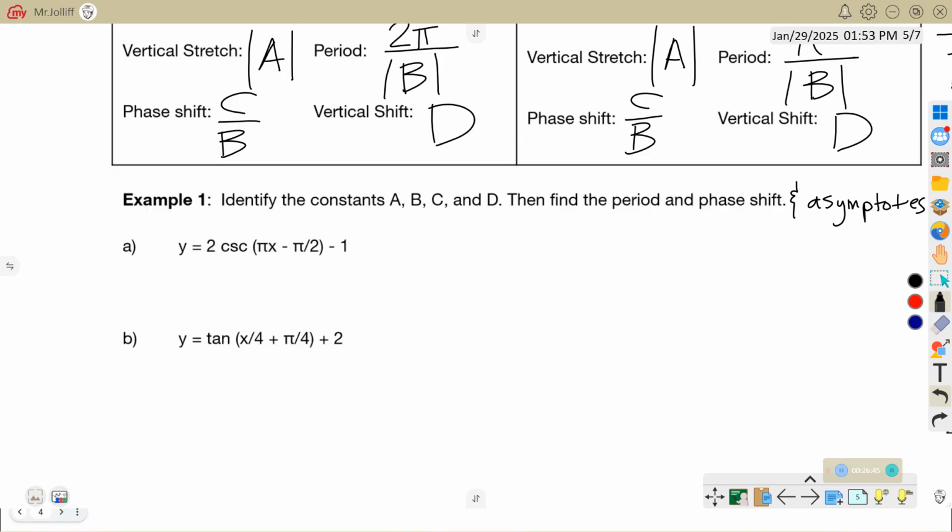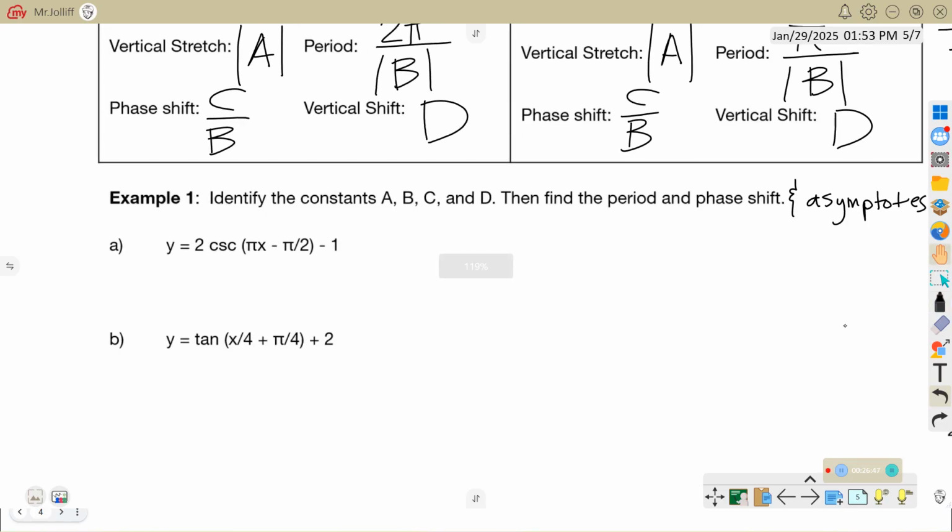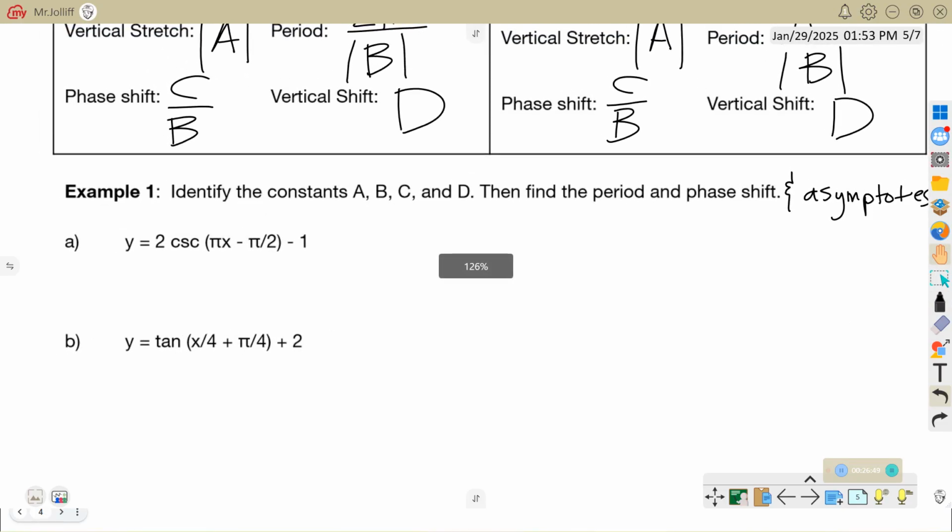So we'll start with A. A says y equals 2 cosecant of pi x minus pi over 2, minus 1. First, I want A, B, C, and D. I know A is in front. So my A is 2. I know my B is in front of the x. I see a pi in front of the x. That must be my B.